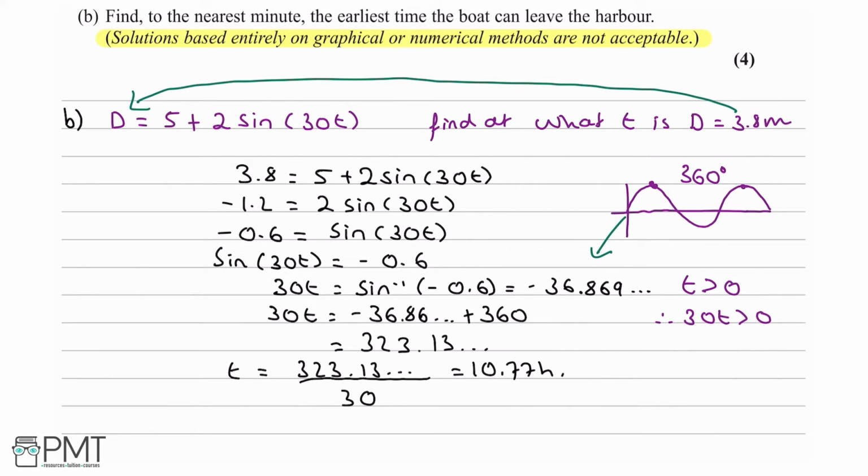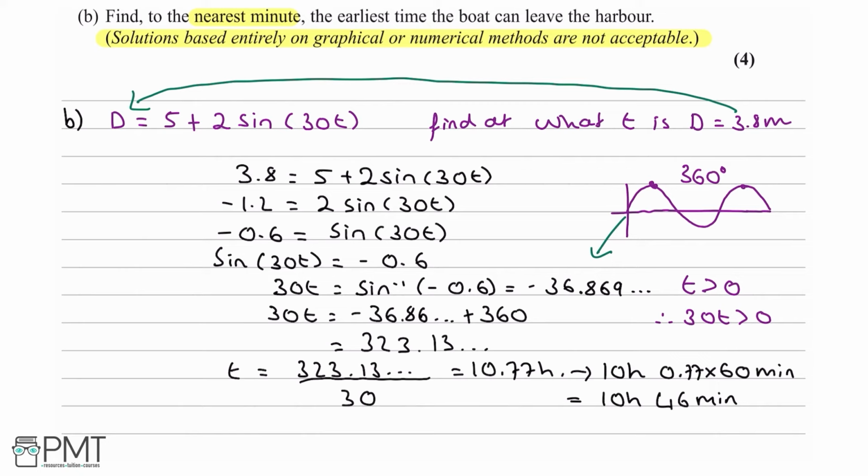10.77 hours. Now, we're looking for a time, which means we need minutes with our answer. So what we do is we take away 10 hours from our time. So we have 10 hours and 0.77 times 60 minutes. If I do 0.77 times 60, we have 46.2 minutes, or 10 hours and 46 minutes, because we round it to the nearest minute as we have in our question. So 10 hours 46 minutes after midnight is the same as 10:46 a.m.